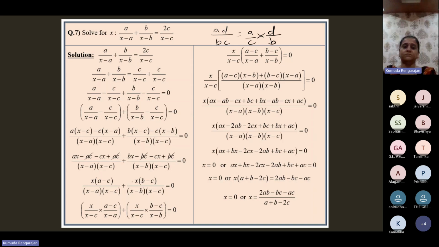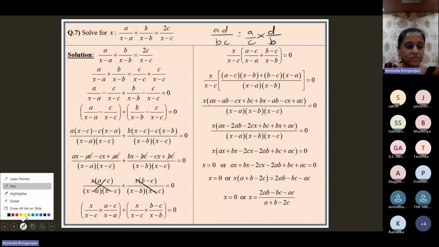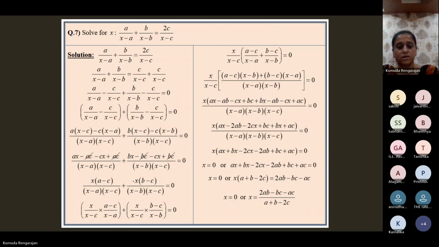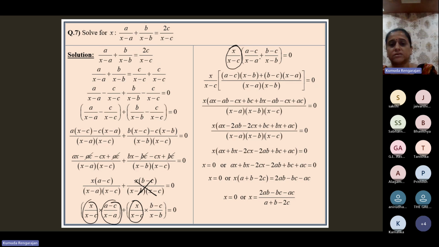Sorry, yeah. So x by x minus c into a minus c by x minus a, plus b minus c by x minus b. Why are we writing like that? Because x minus c we can take out common. x by x minus c, b minus c by x minus b. So now we can take out x by x minus c common, and then in the bracket we'll have a minus c by x minus a plus b minus c by x minus b is equal to 0.